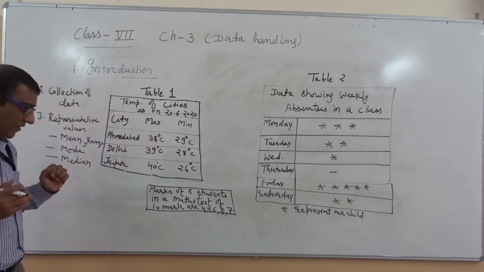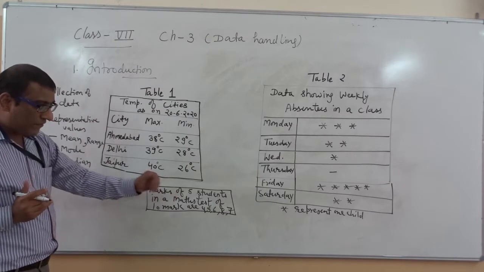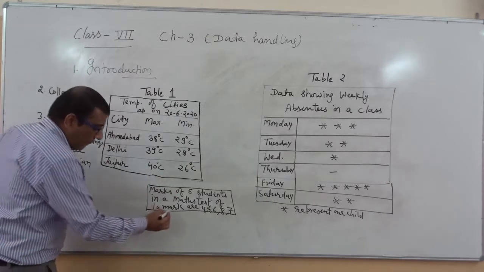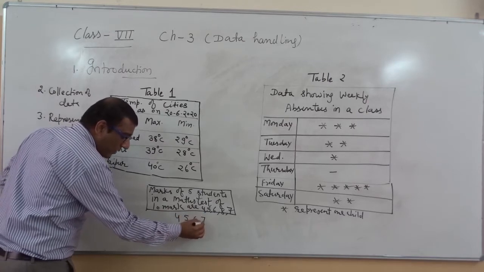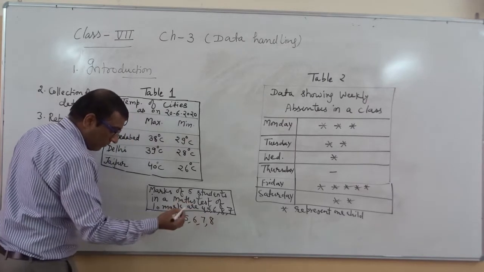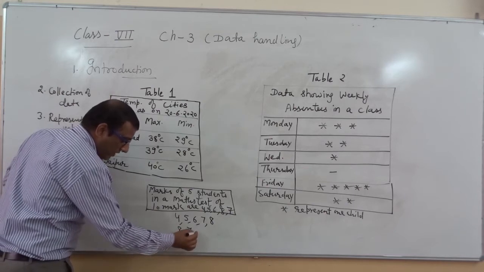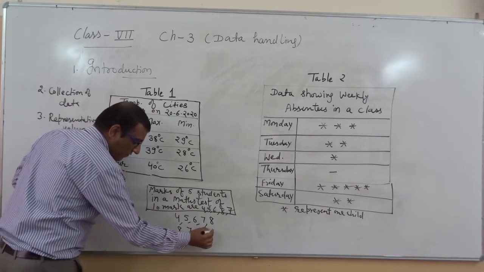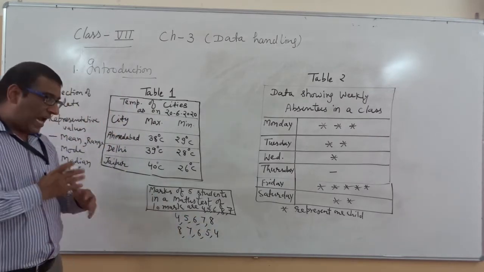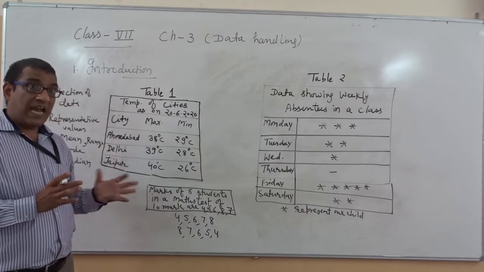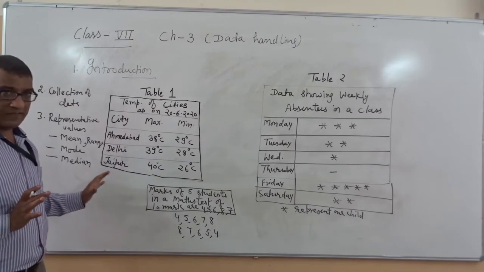If you see this table, the marks of 5 students in a maths test of 10 marks are 4, 5, 6, 8, 7. So if we write in this manner 4, 5, 6, then 7 and then 8. It may be we will write here, first 8, then 7, then 6, then 5, then 4. So how can we collect the data, how can we arrange the data and how can we organize it? So this is the concept related with this.